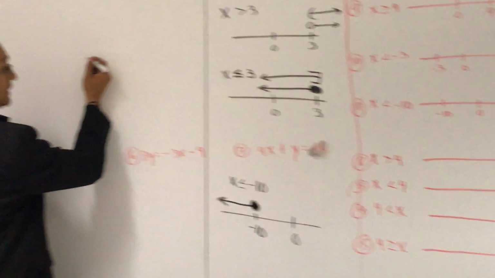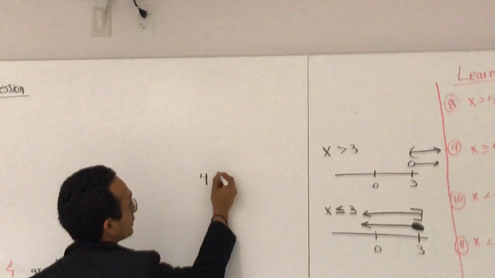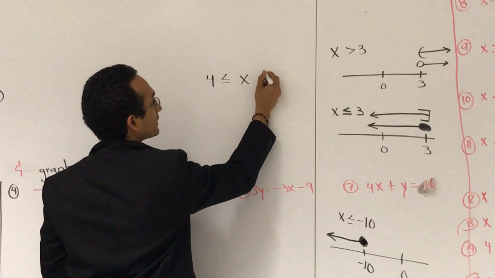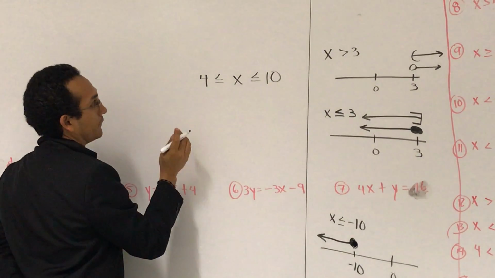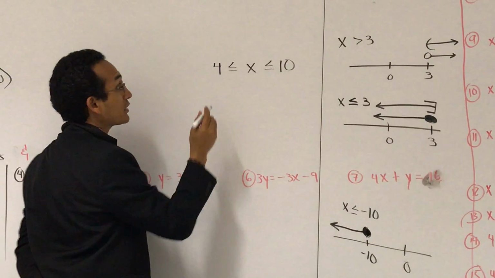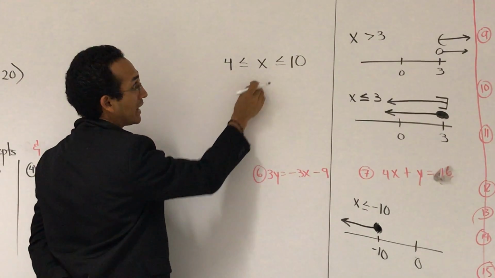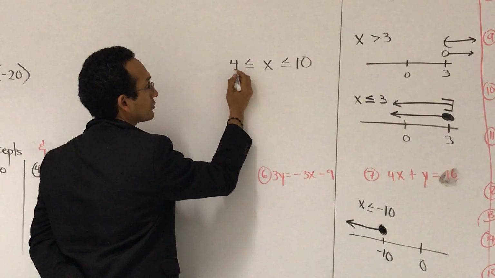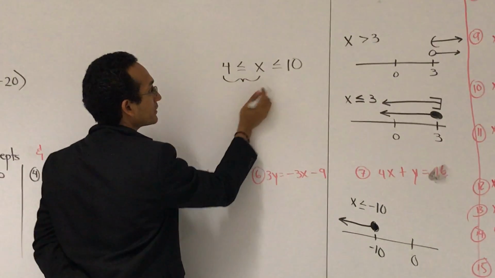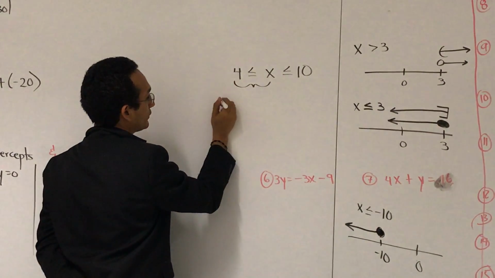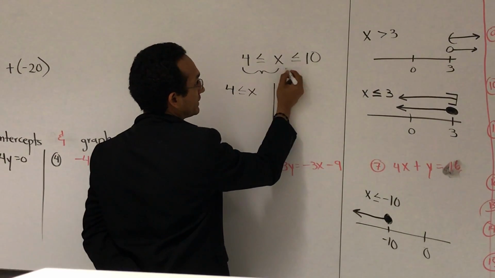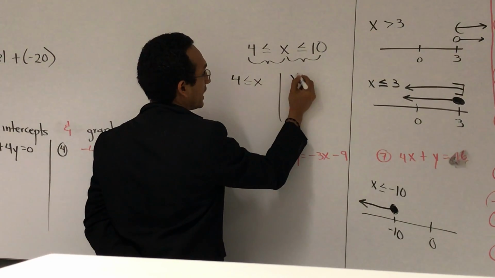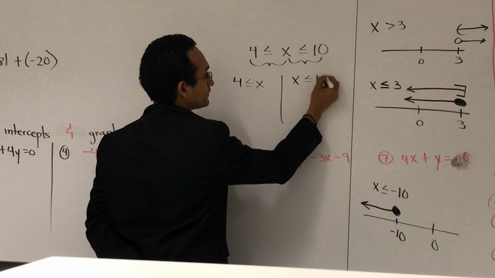Okay. Now, let's talk about something when it becomes more complicated. What happens when they say something like 4 is less than x is less than 10? Now, first, I'll do two things. The first thing is, I want to pair these up. I'm going to pair this piece first. This becomes 4 is less than x. And I'm going to pair this piece up, right? Which is x is less than 10.